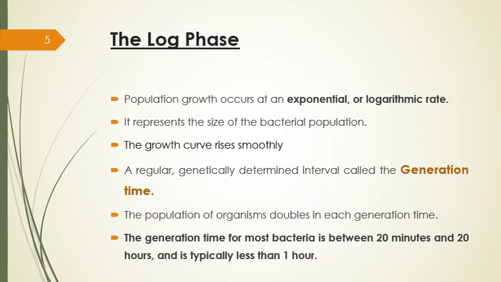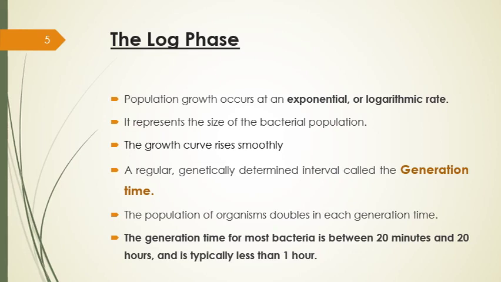During the log phase, the organisms divide at their most rapid rate, a regular genetically determined interval which is called the generation time. The population of organisms doubles in each generation time. For example, a culture containing 1000 organisms per milliliter with a generation time of 20 minutes would contain 2000 organisms per milliliter after 20 minutes, 4000 organisms after 40 minutes, 8000 after 1 hour, and 64,000 after 2 hours.